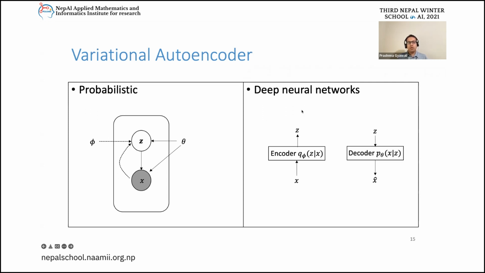And from a deep neural networks perspective, we have this data X, and then we pass it through some encoder, which are the layers of neural network, to get our Z, and then use the same Z to decode it back to the input space X hat.